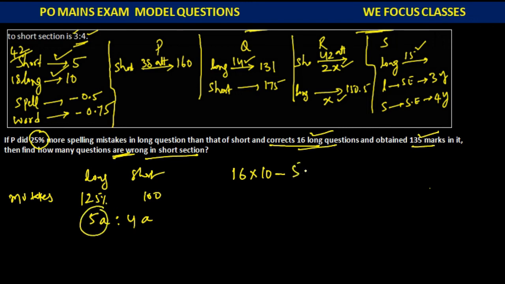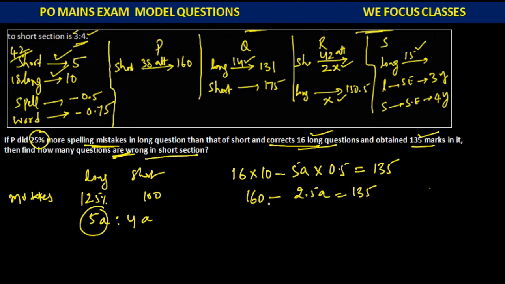So he did 5a long questions wrong. And for each wrong answer, how many marks are deducted for a spelling mistake? For each spelling mistake we deduct 0.5. So this will give us the total marks in the long section, that is 135. So this is 160 minus 5a into 0.5, which is nothing but 2.5a, and this is equal to 135.